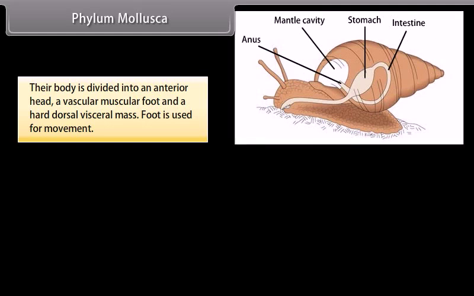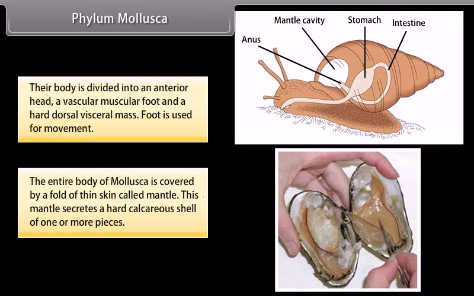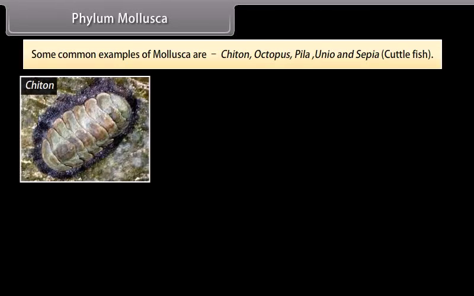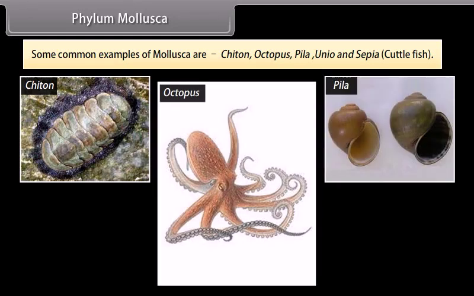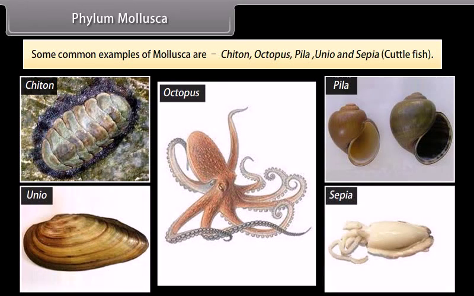Their body is divided into an anterior head, a ventral muscular foot, and a hard dorsal visceral mass. The foot is used for movement. The entire body of Mollusca is covered by a fold of thin skin called the mantle. This mantle secretes a hard calcareous shell of one or more pieces. Some common examples of Mollusca are chiton, octopus, Pila, Unio, and Sepia, cuttlefish.